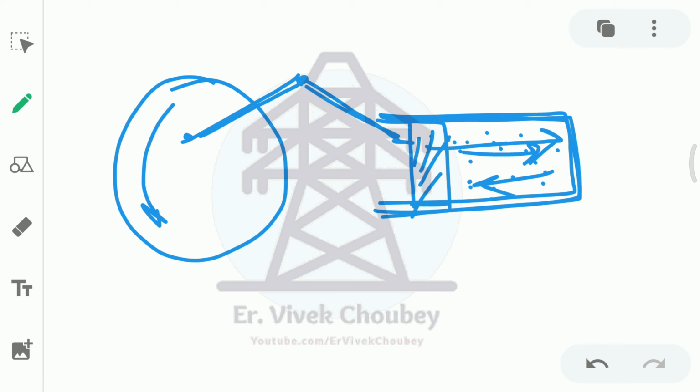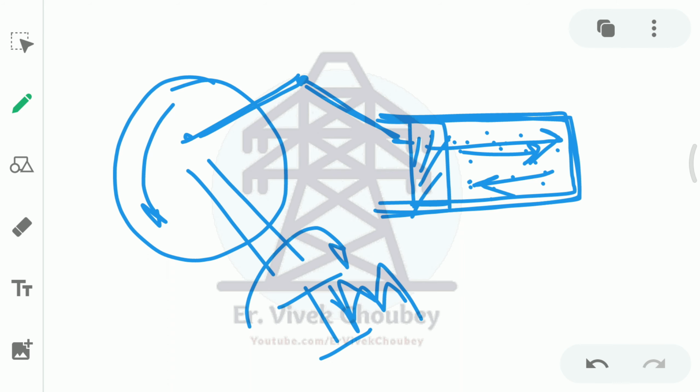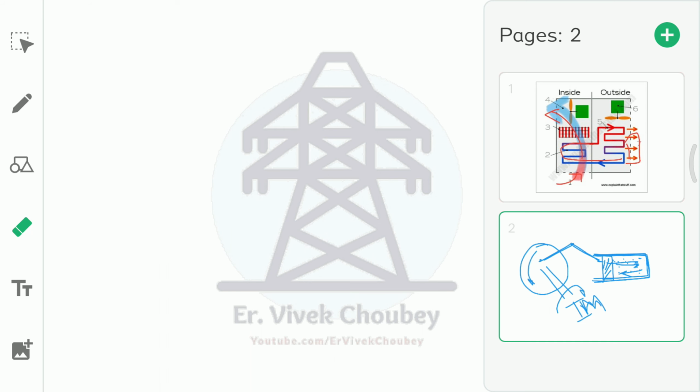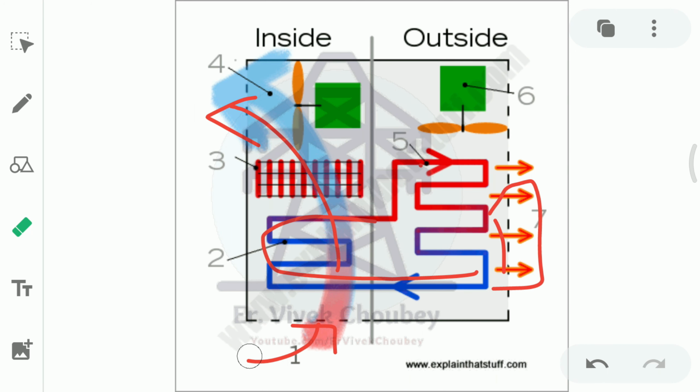Now to drive this compressor, what is required? We require an induction motor. So it is coupled to an induction motor, and this is where an inverter is required. Now in a normal AC, what happens? Let me draw this. So this is the working principle of the AC.